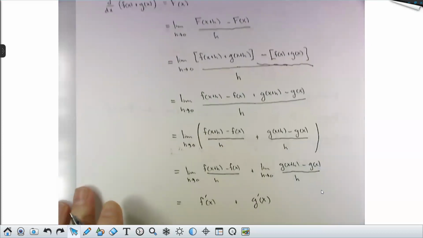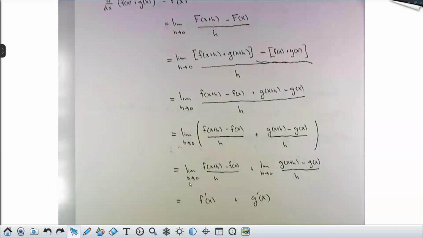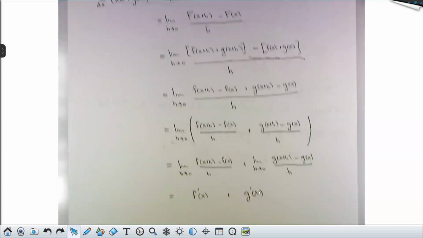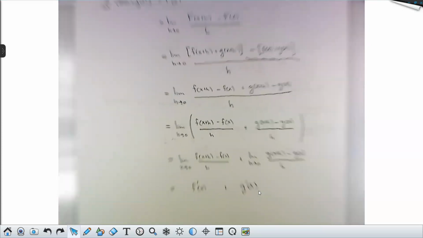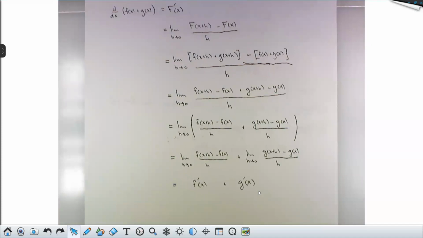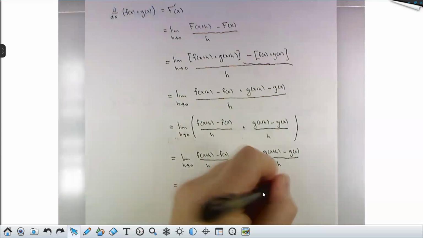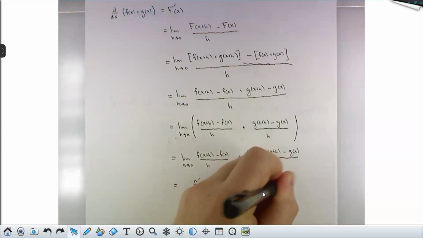Now when we take this last step, we are making some assumptions. I'm assuming that the function f is differentiable at the input x, and I'm assuming that g is differentiable at this input x. But that's a reasonable hypothesis because the theorem is all about differentiating f and g. So it's only meaningful if they are both differentiable. And that's it. The derivative of f plus g really is f prime plus g prime. So we can declare victory.